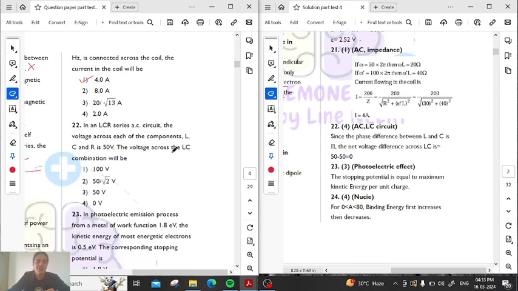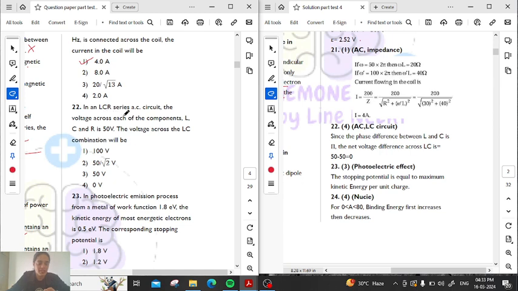Okay. Now let's move to the 22nd question. In an LCR series AC circuit, so we have given LCR series, basically we know chapter is from alternating current. So in an LCR series AC circuit, the voltage across each of the components L, C and R is 50. We have given the voltage 50. The voltage across the LC combination will be what? We need to find. See, here it is series. That means the angle between them is 180 degree. So phase difference between L and C is pi, 180 degree. So the net voltage in LC is 50 minus 50, which is 0. That means a simple thing. It's a simple theory plus concept, which comes out in the form of a numerical.